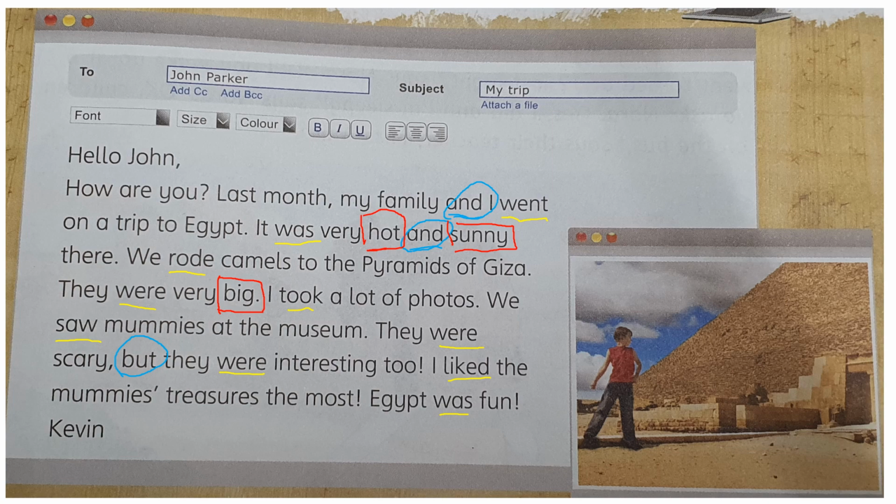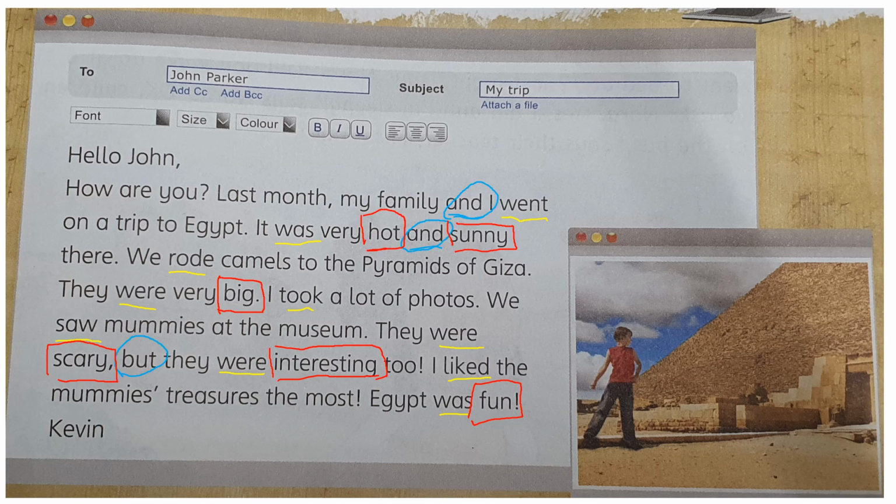What else? The mummies were scary, okay? He was scared looking at the mummies, but they were interesting, you see? Interesting is also an adjective. Okay, and also Egypt was fun, alright? So these are adjectives. They are used to describe things or people or our feelings.